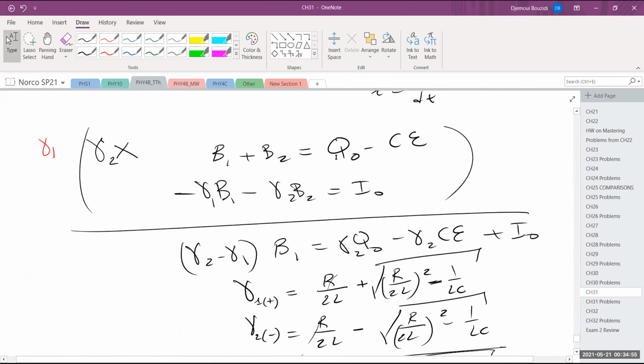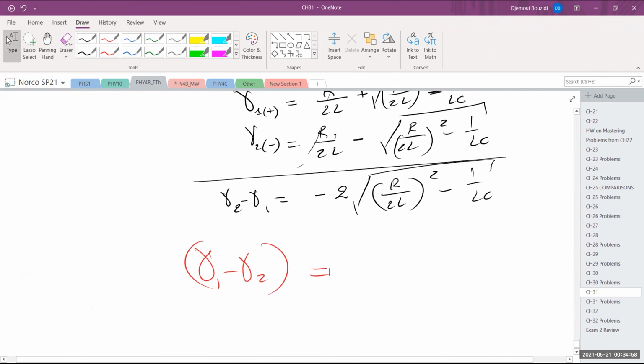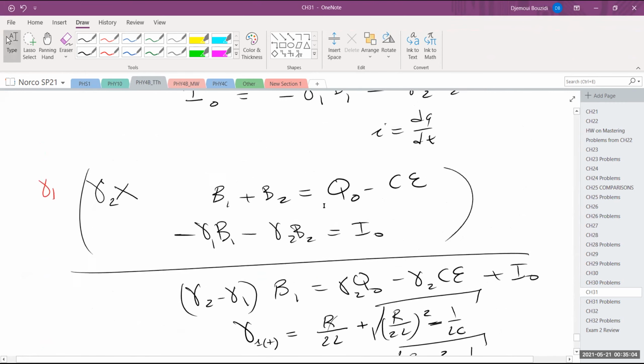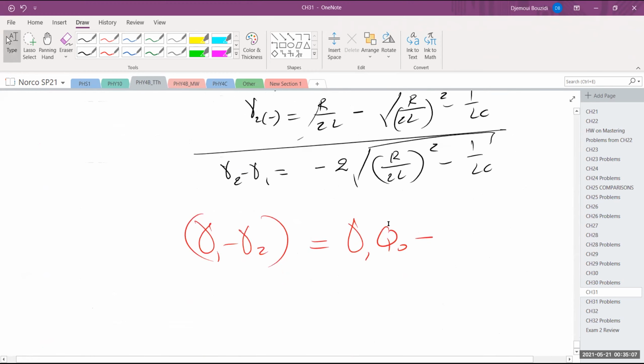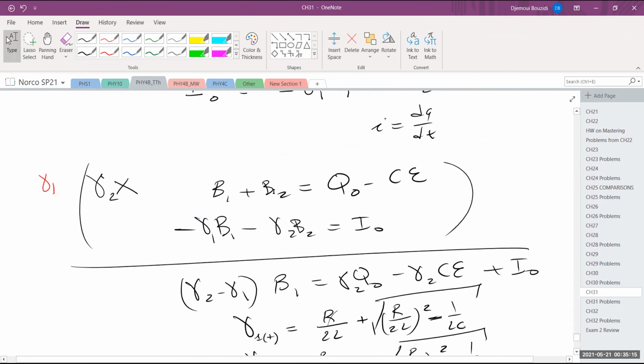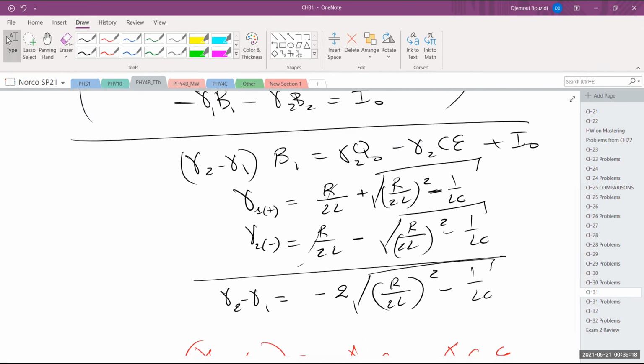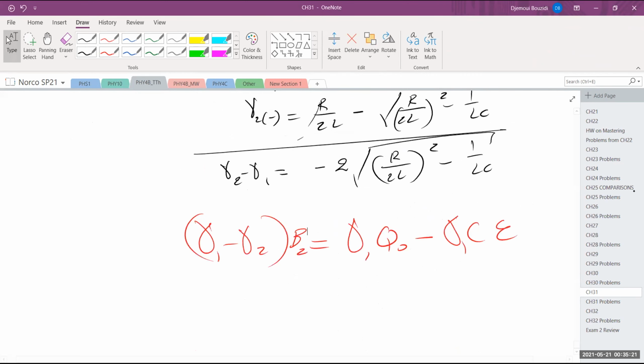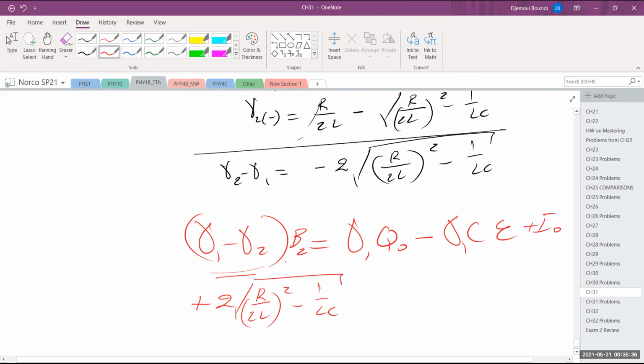I will have gamma 1 times Q naught minus, again, gamma 1 times C epsilon naught times FC epsilon. This is times B2, of course. We need B2 in here, because I took already the sum in here, plus I naught. And I already did this difference. This difference is actually equal to the negative of this difference. This is positive 2 square root of R over 2L squared minus 1 over LC. Divide that, and now I have found B2.